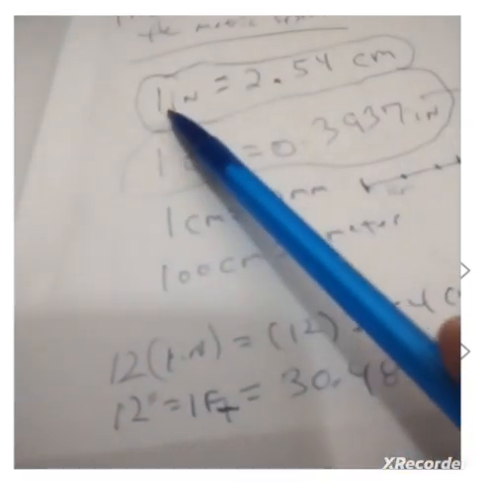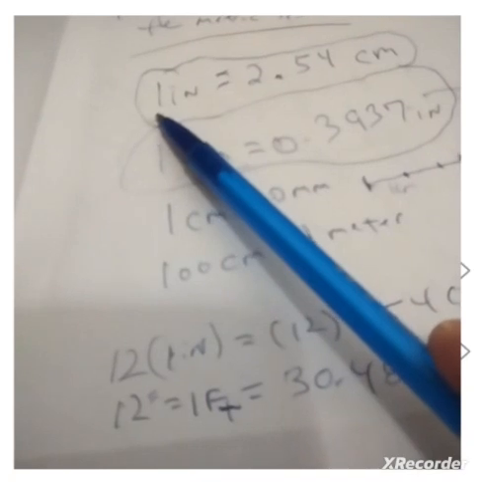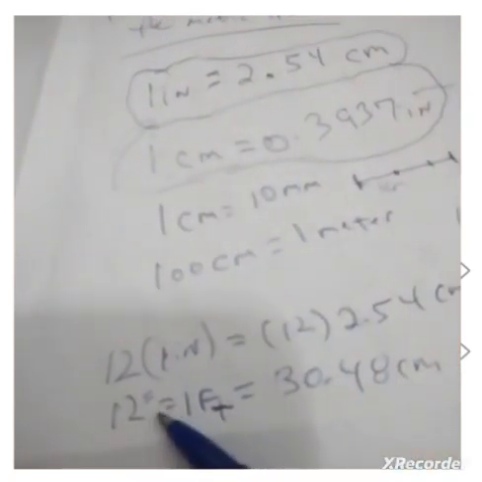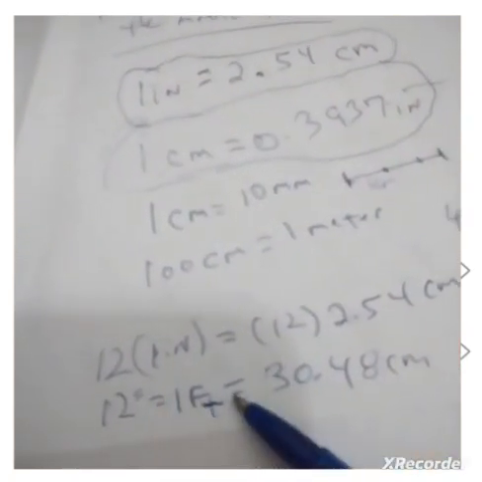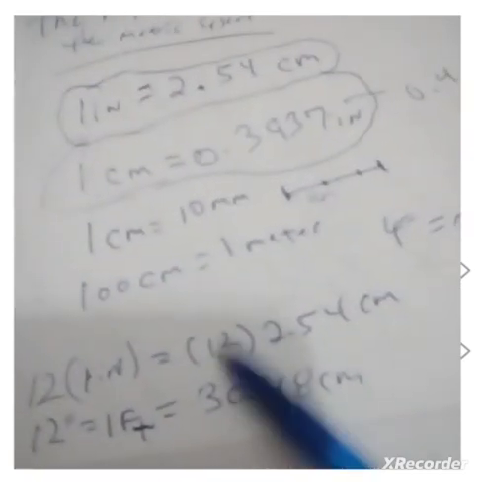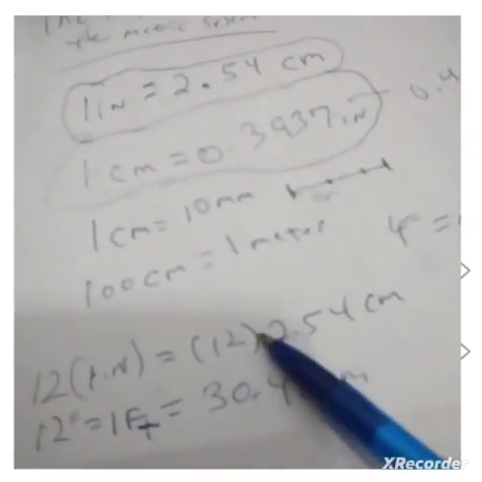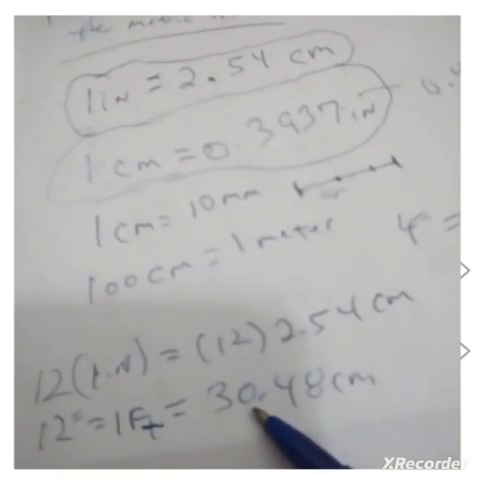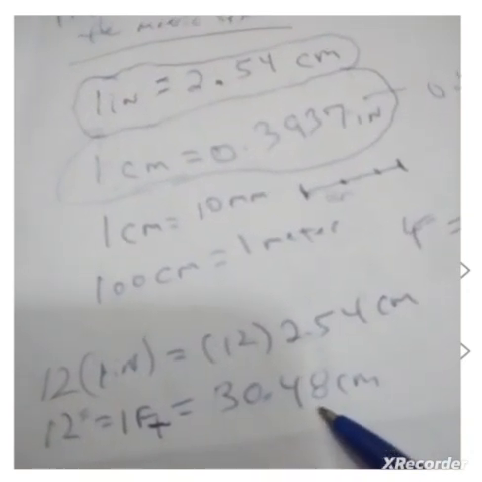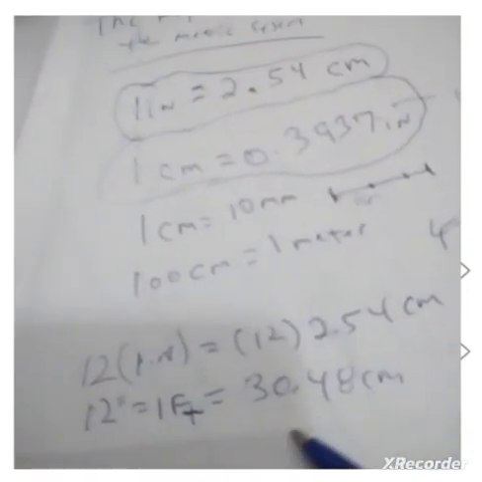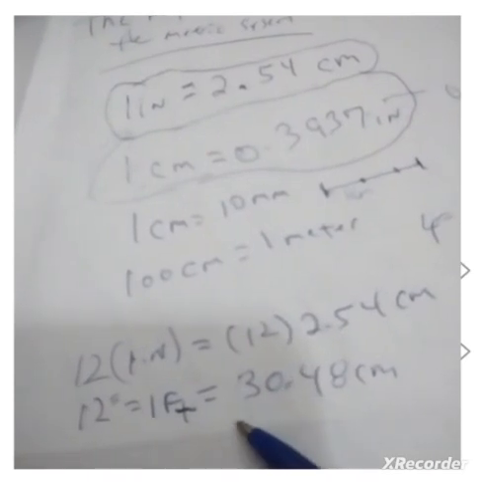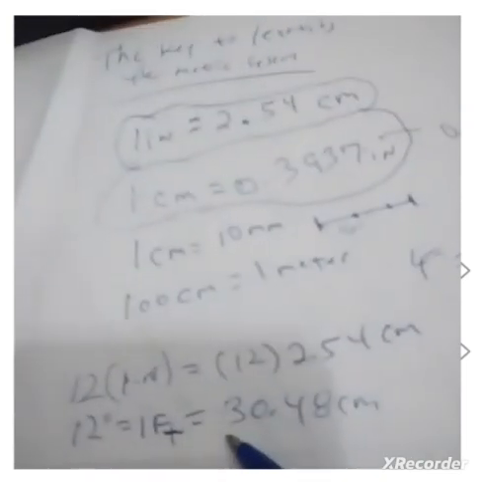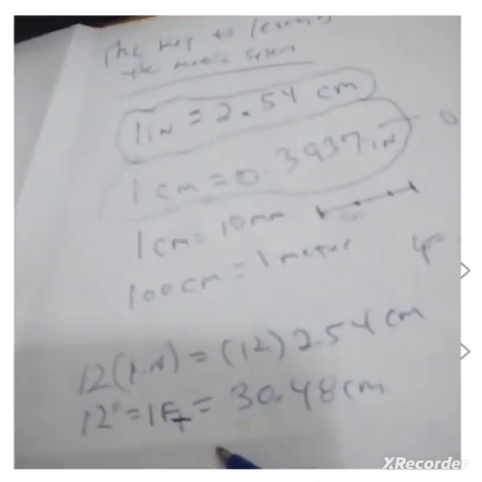If you were to take this 1 inch value, multiply it by 12, and we get 1 foot, or 12 inches equals 1 foot, and then on the other side, multiplying by 12, is 30.48 centimeters. Okay, that's your foot. So that's the basics there of metric distances.